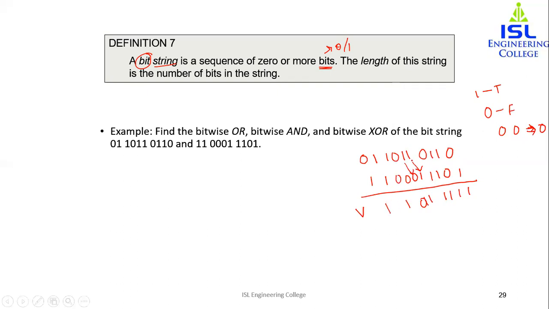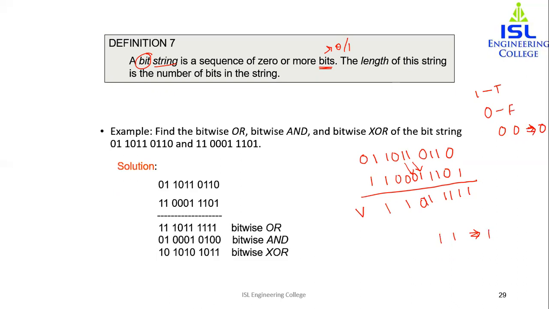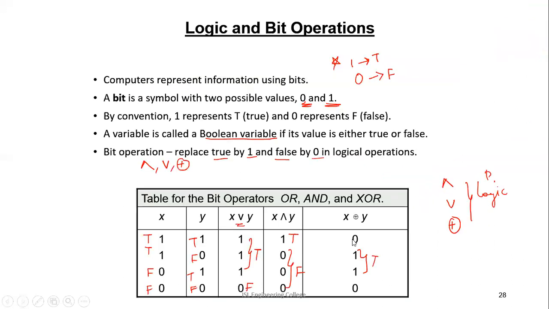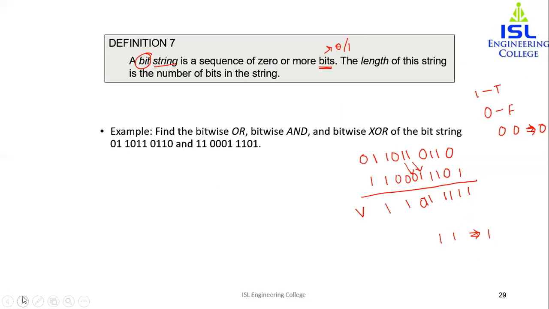Okay. Similarly, for bitwise AND, the condition will be if both of them are 1, then only 1, otherwise 0. And XOR, exactly one of them should be 1. So let's see the solution. Let's match our solution. So this is 1 1 1 0 1 1, and then again 4 ones. Okay. AND and XOR can be done by using the truth table in the earlier slide. You can use this table and perform the operations.